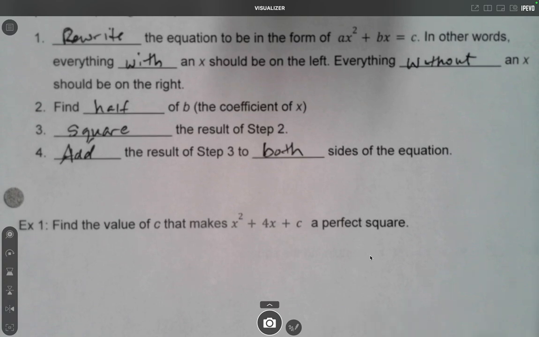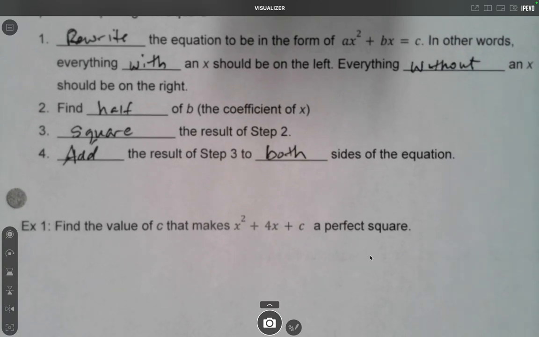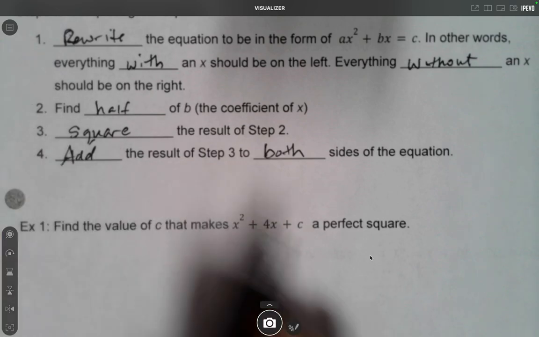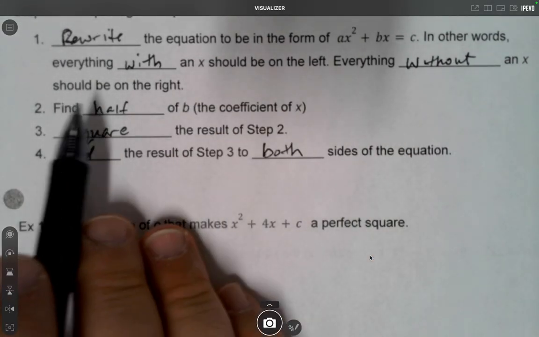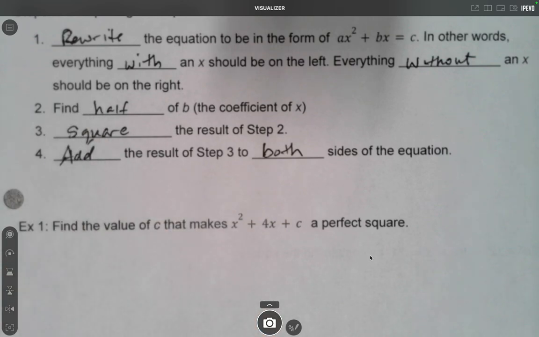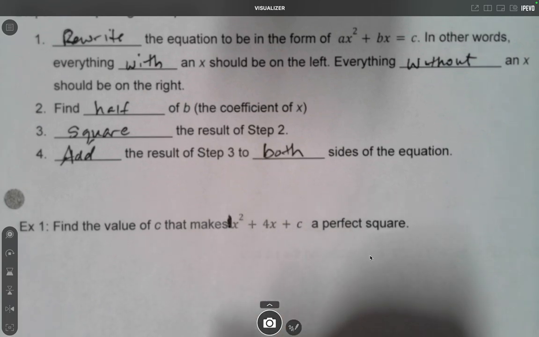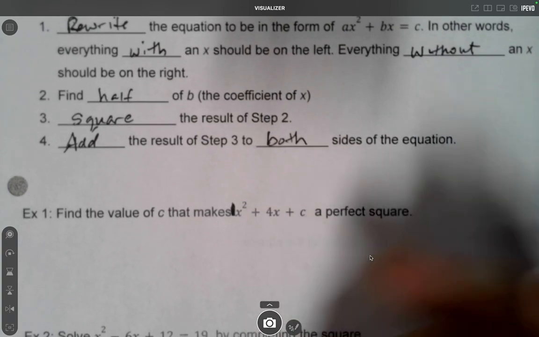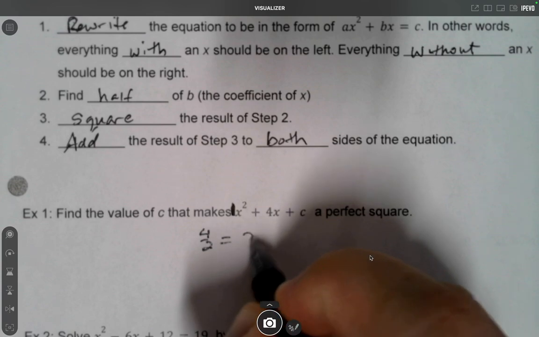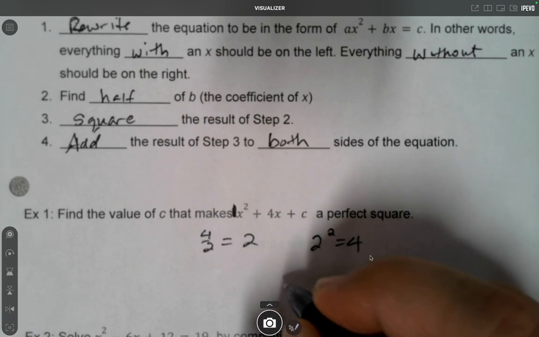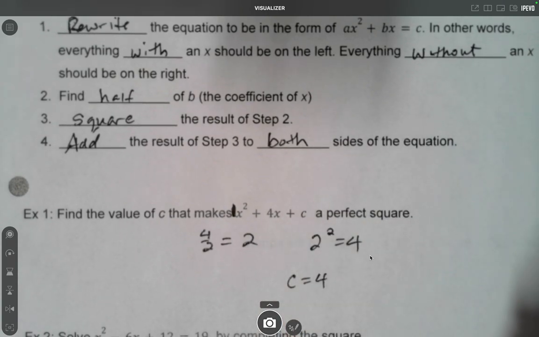Okay, so the first question isn't doing the whole process. It just says find the value of c that makes x squared plus 4x plus c a perfect square. So to do that, we just start with step 2, because we're not solving, so we don't have an equation at this point. So we just do step 2 and step 3. Our a here is 1, the understood 1 in front of x squared. Our b is 4, and then we don't know c, we're trying to find that out. So half of b is 2, and 2 squared is 4. So that means if c equals 4, this will be a perfect square.